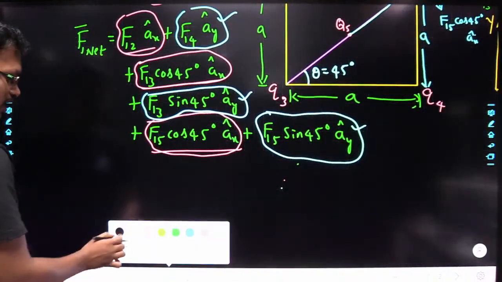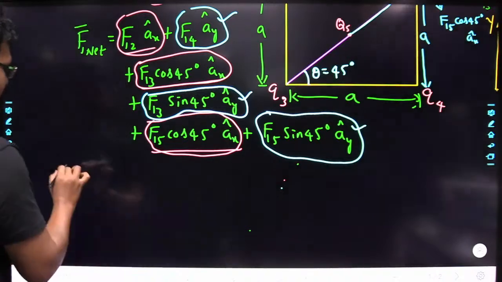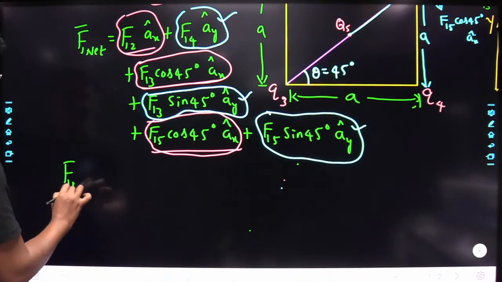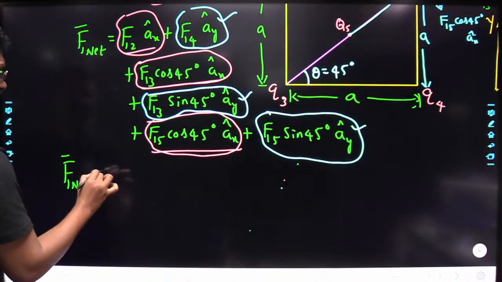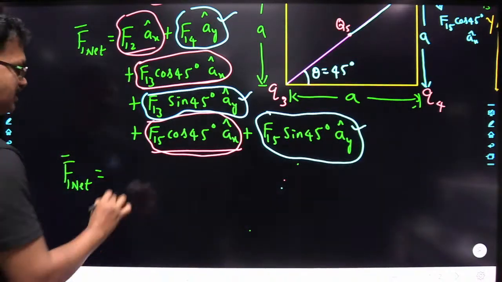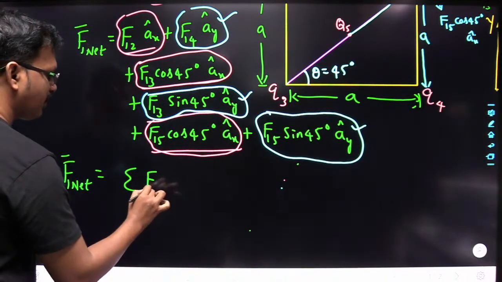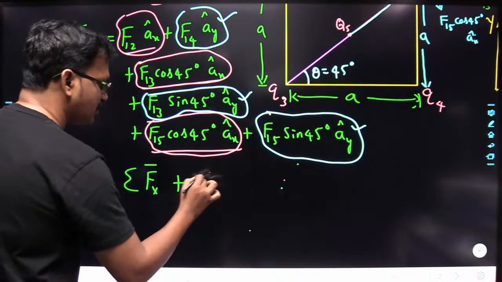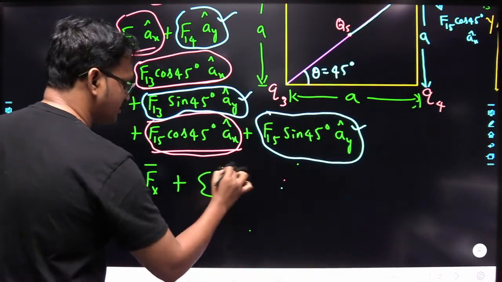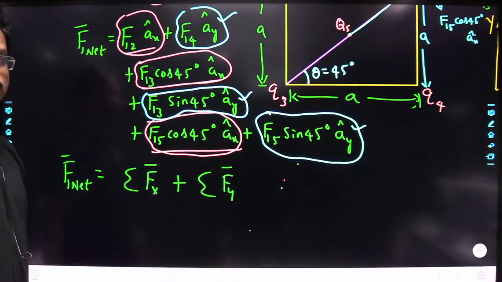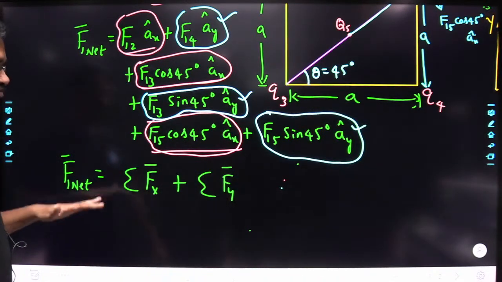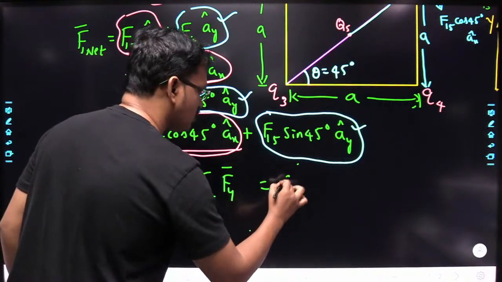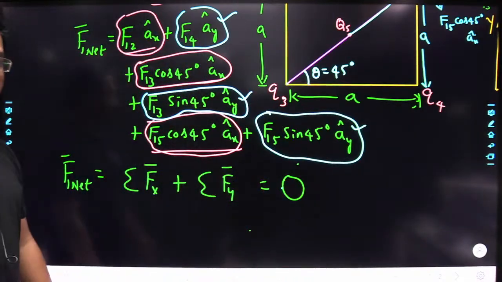So therefore I can write here the net force on 1 is equal to summation of x components, yes or no? It is the summation of x components plus summation of y components. So the net force must be equal to 0. The net force must be equal to 0.